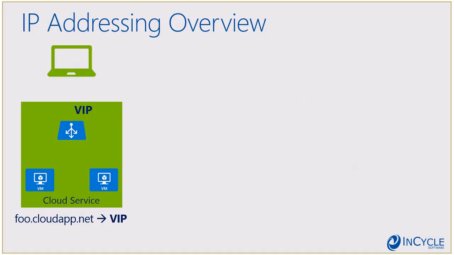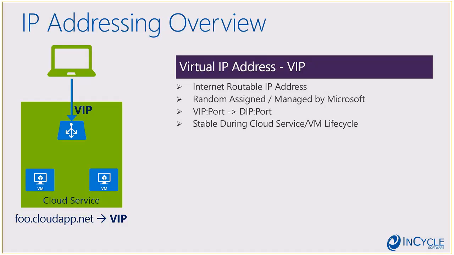How does Azure addressing work? So within a cloud service, you have your virtual IP. This is going to be an internet or routable IP address that's Microsoft owned and it's randomly assigned to a cloud service. So for every cloud service you have, it has a singular virtual IP. So how do I connect that cloud service back to my virtual machines? It's going to be through a combination of your virtual IP and port that's going to be mapped to an internal IP and port. The VIP is always going to be attached to the lifetime of the cloud service.